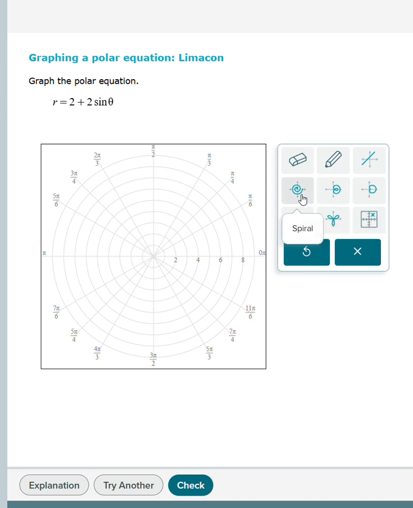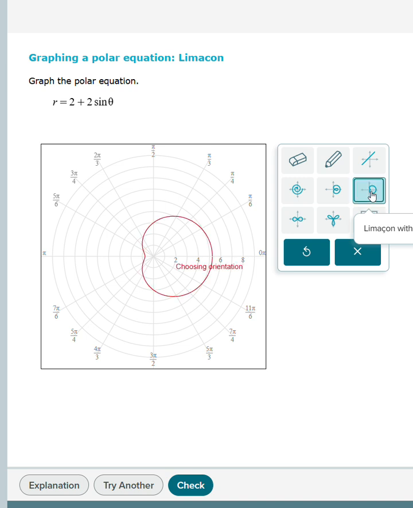You have this spiral graph. You have a limacon with a loop, which we did. We have a limacon without a loop or a cardioid. You've got the lemniscate and the roses. So this one is the cardioid.